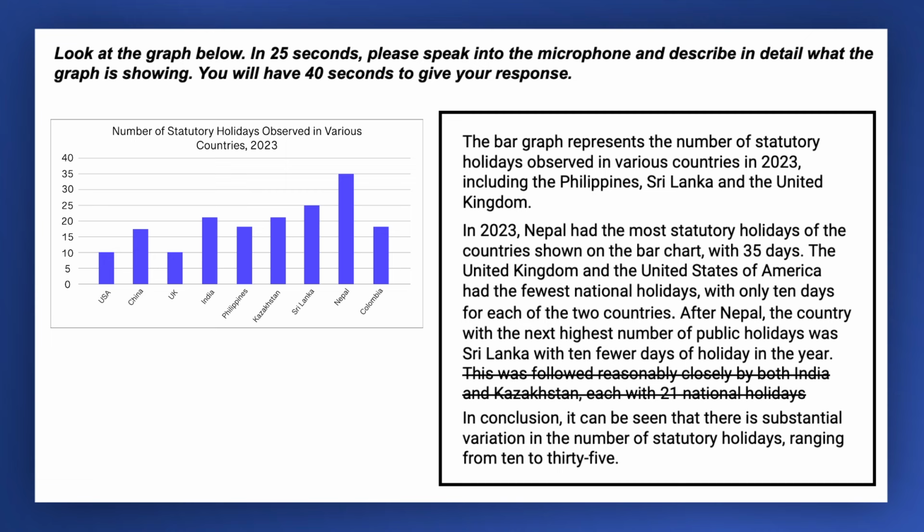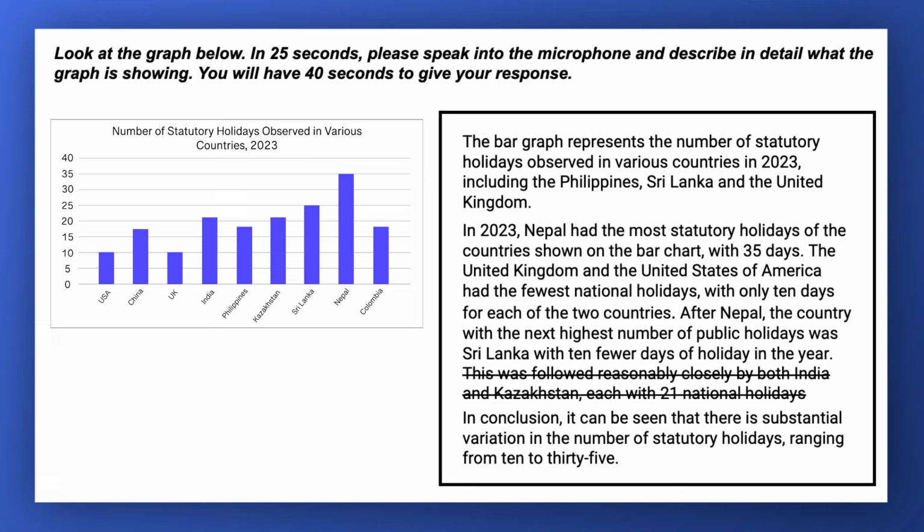As you can see, to keep our response under 40 seconds, we didn't need to include the sentence about India and Kazakhstan. This response accurately and thoroughly describes the image and as a result would receive a high score in the content criterion. It would also receive a high score in oral fluency and pronunciation.